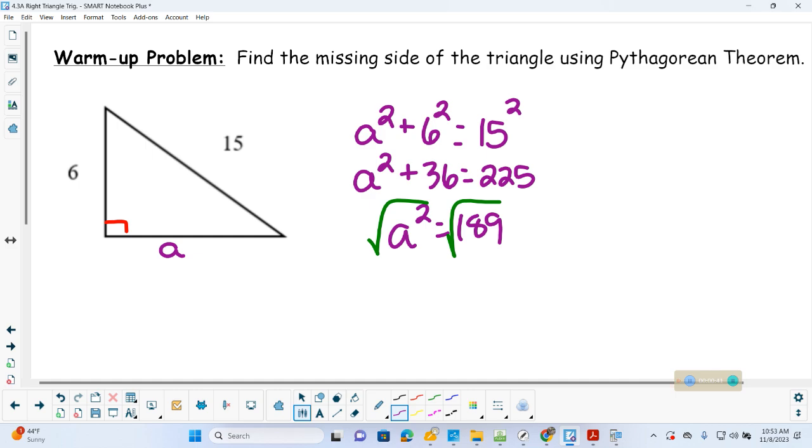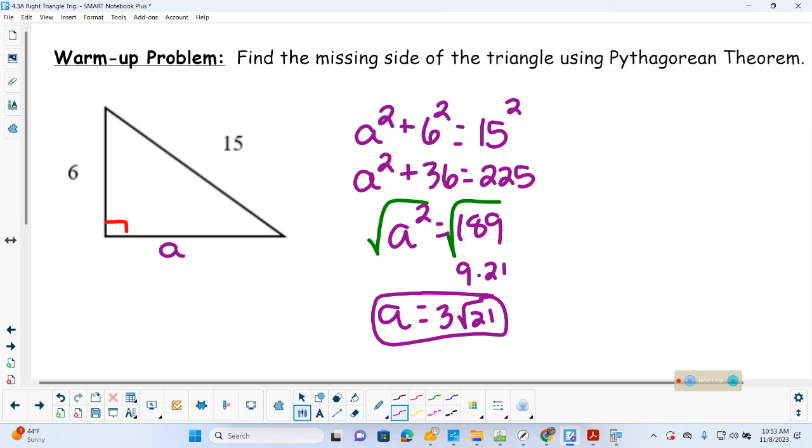So the biggest perfect square that goes into here is 9, goes into there 21 times. What's the square root of 9? 3. So I'm going to put 3 square roots of 21 for my side. That is the exact answer. And most of the time, like 90% of the time, we're always going to ask you for those exact answers.